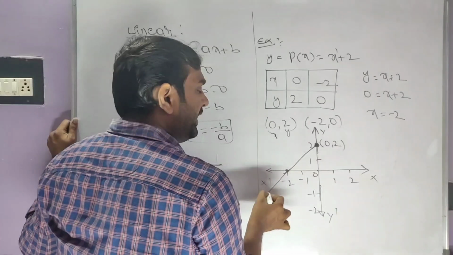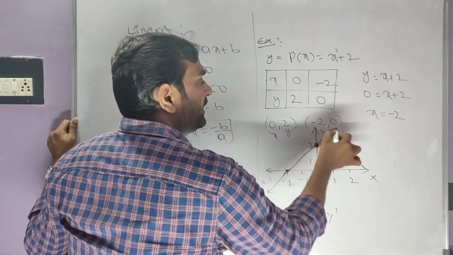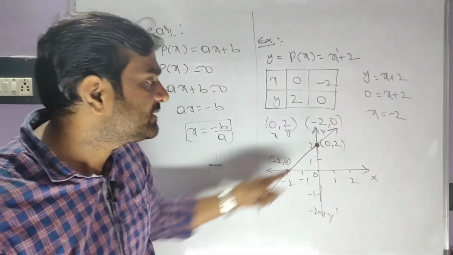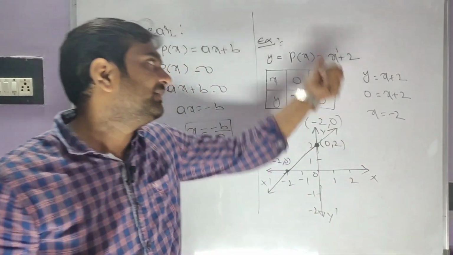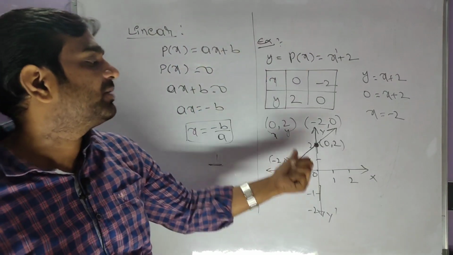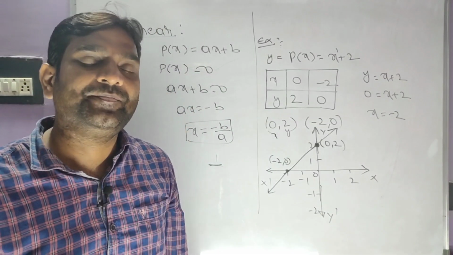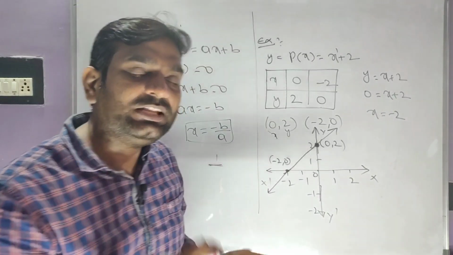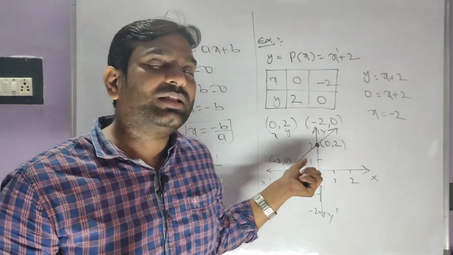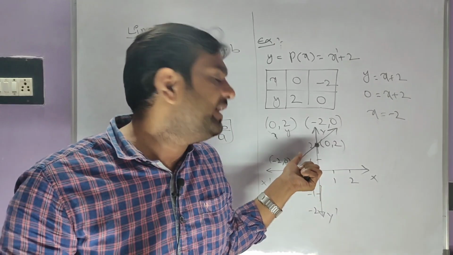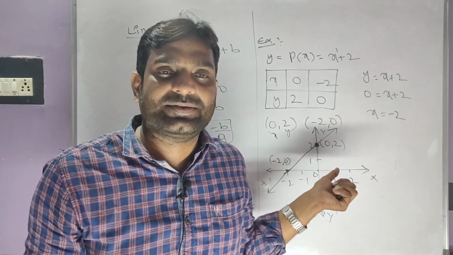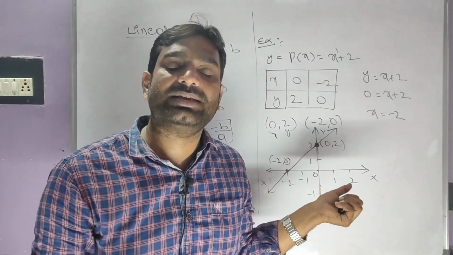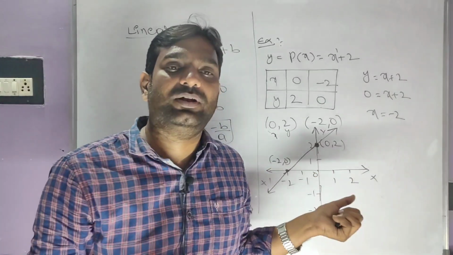Join these two points and produce the line. You will get it like this. Minus 2, comma 0. What is this? It indicates a straight line. By that, we can say that the graph of a linear polynomial is a straight line. And the zero of a linear polynomial by the graph is nothing but the point where the straight line intersects the x-axis. At that point, the x coordinate is called a zero of the given polynomial.